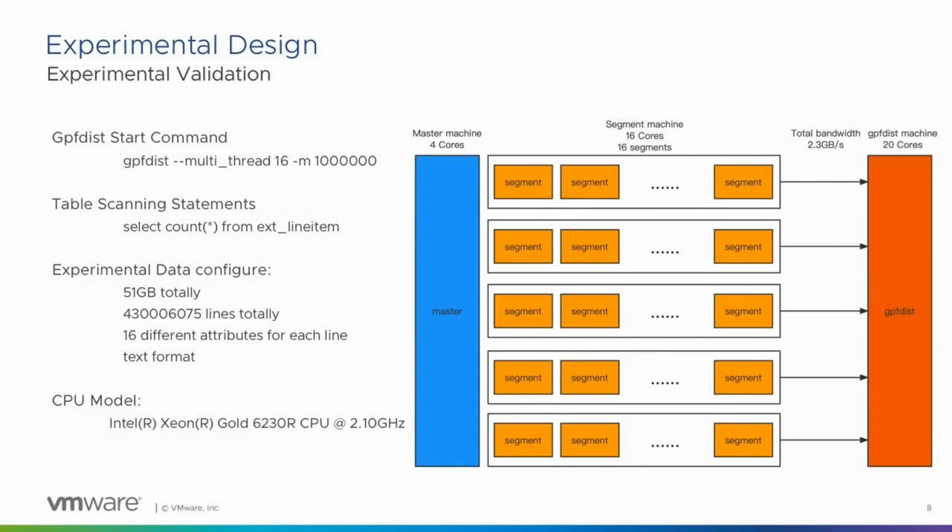To validate the effectiveness of the new architecture, we conducted comprehensive performance testing. We used 6 machines, 1 for the master node and 5 for the segment nodes, to build a test GPDB cluster. One machine is designated as the gpfdist running machine. The specific configuration is shown in the diagram on the right. The experimental data has a total size of 51 gigabytes, containing over 400 million rows of data, with 16 attributes per row.